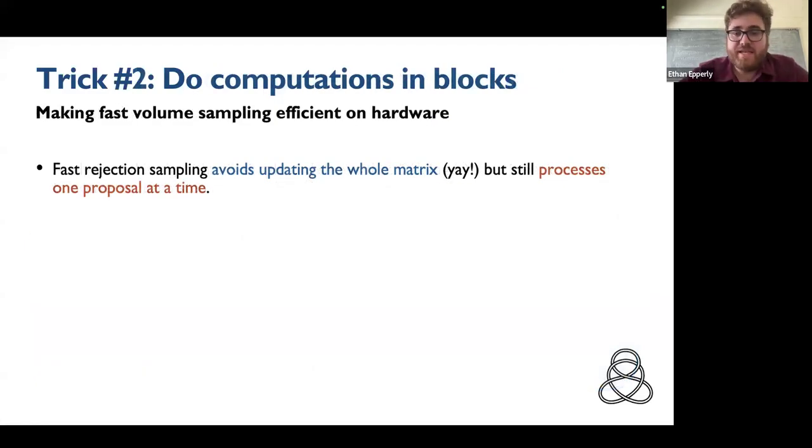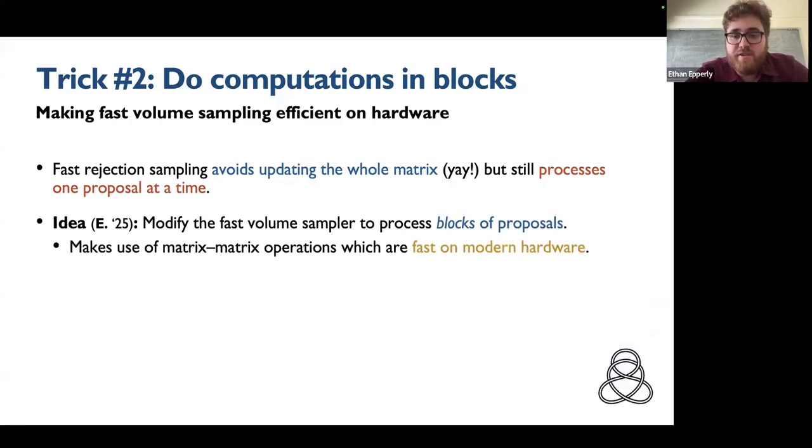Now, this algorithm avoids updating the whole Q matrix at every iteration, which is a big improvement, but it still processes one proposal at a time, which is not as efficient as it could be. I proposed a modification of this algorithm that processes blocks of proposals all at once, which uses matrix operations and is much faster on modern hardware.